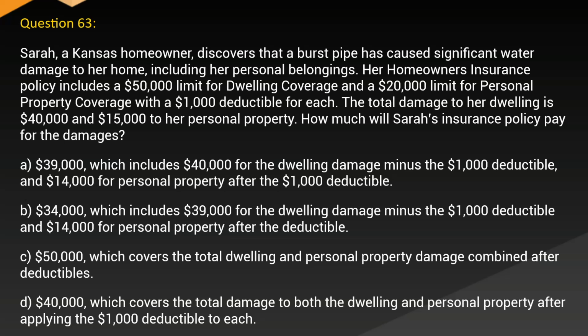A. $39,000, which includes $40,000 for the dwelling damage minus the $1,000 deductible and $14,000 for personal property after the $1,000 deductible. B. $34,000, which includes $39,000 for the dwelling damage minus the $1,000 deductible and $14,000 for personal property after the deductible. C. $50,000, which covers the total dwelling and personal property damage combined after deductibles. D. $40,000, which covers the total damage to both the dwelling and personal property after applying the $1,000 deductible to each.